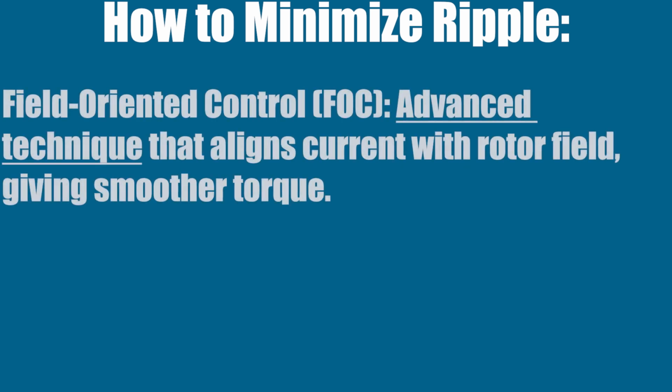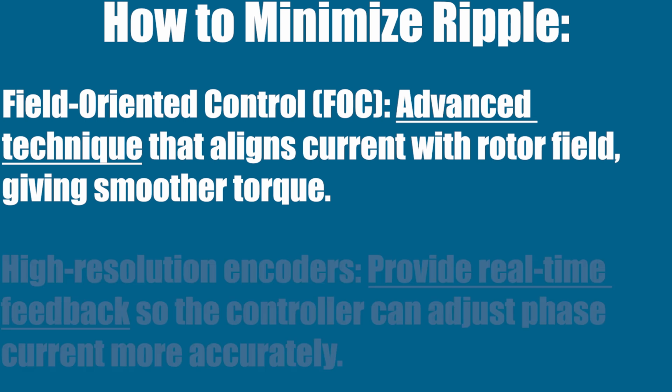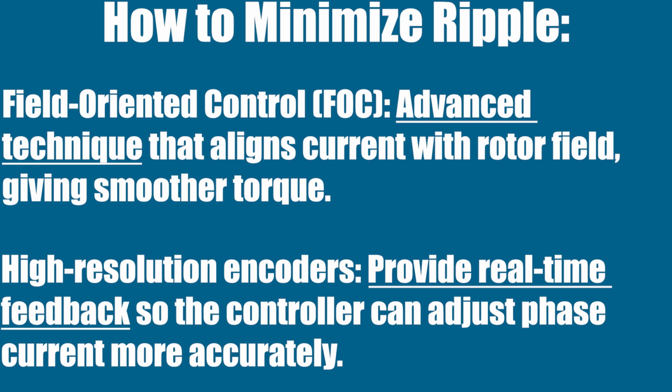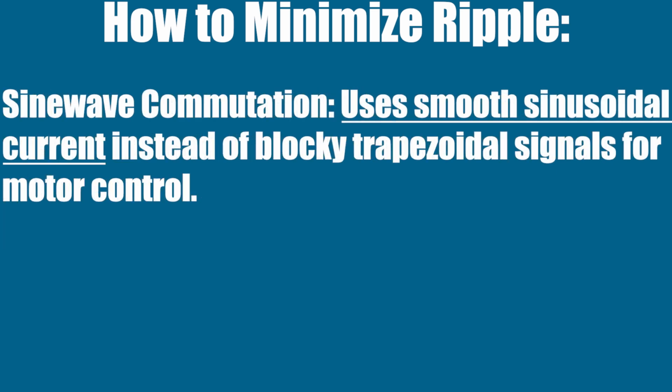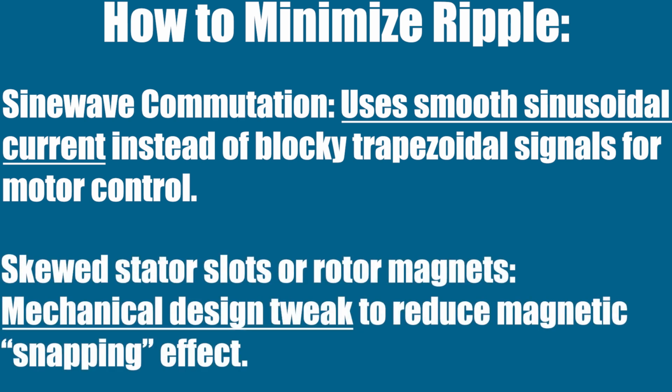So how we minimize ripple, there's a few ways. One is field-oriented control, or FOC. And this is an advanced technique that aligns current with rotor field. This gives smoother torque. High-resolution encoders. These provide real-time feedback so the controller can adjust phase current more accurately. Sine wave commutation. This uses smooth sinusoidal current instead of blocky trapezoidal signals for motor control. Skewed stator slots or rotor magnets. This is a mechanical design tweak to reduce magnetic snapping effect.